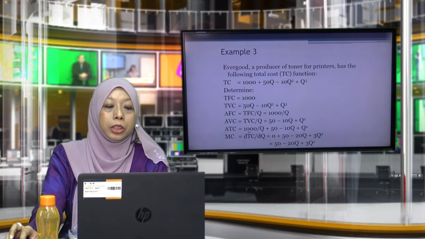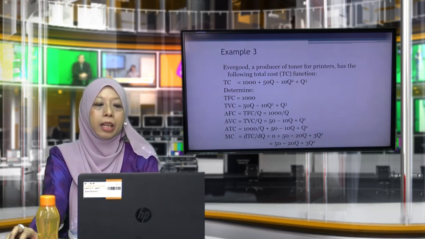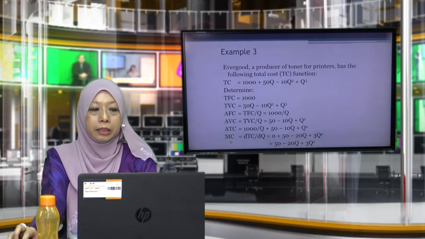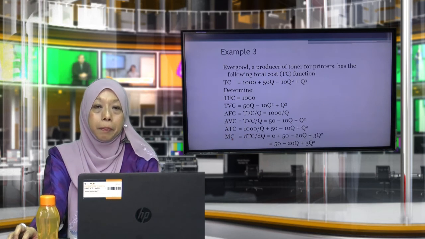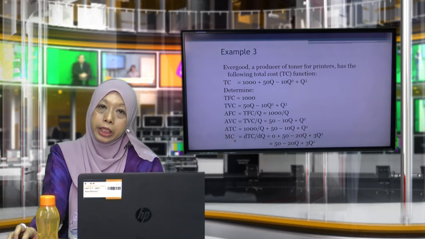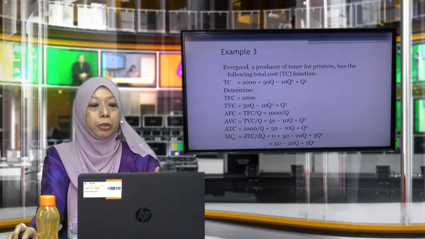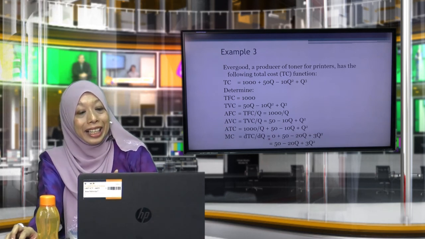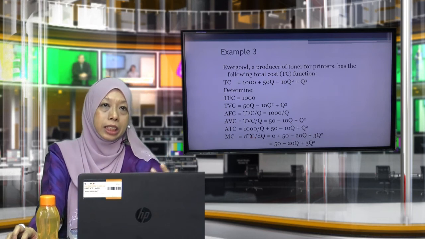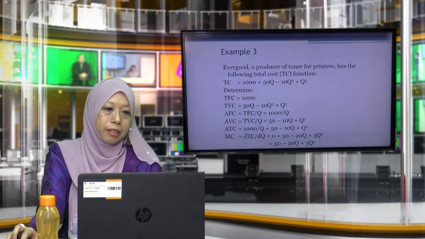Okay, so that's how you derive the average total cost function. Now, the last cost concept that we want to derive here is marginal cost. Remember, marginal cost measures the change in total cost when you change a unit of output. When you want to derive the marginal cost function, you need to use the concept of differentiation, because differentiation also measures the change in your independent variable.